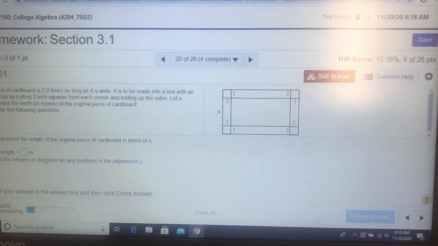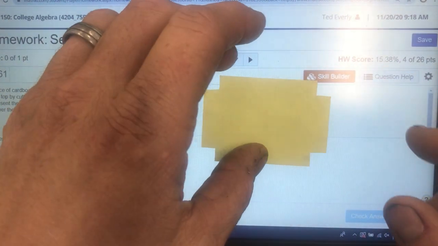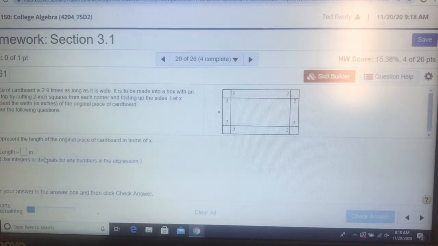A piece of cardboard is 2.9 times as long as it is wide. It is to be made into a box with an open top by cutting 2-inch squares from each corner and folding the sides up. Okay, I did that earlier. I made this little piece of paper and I cut the corners out, like they're showing on here. And then you fold these sides up. So let me do this real quick.